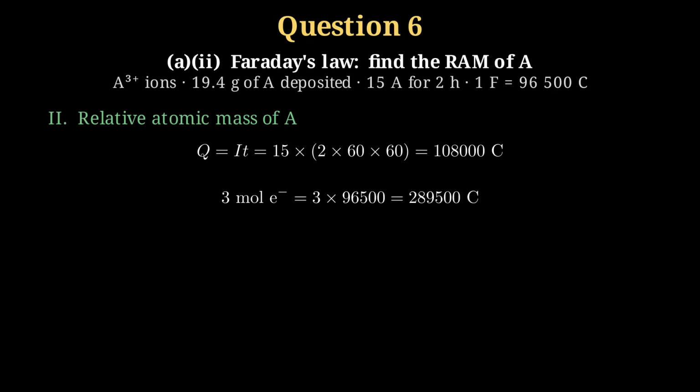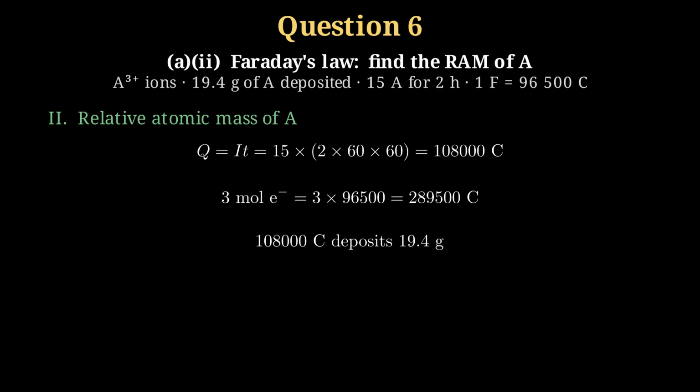Step 2. From the half equation, depositing 1 mole of A needs 3 moles of electrons, which is 3 Faradays. 3 times 96,500, or 289,500 coulombs.